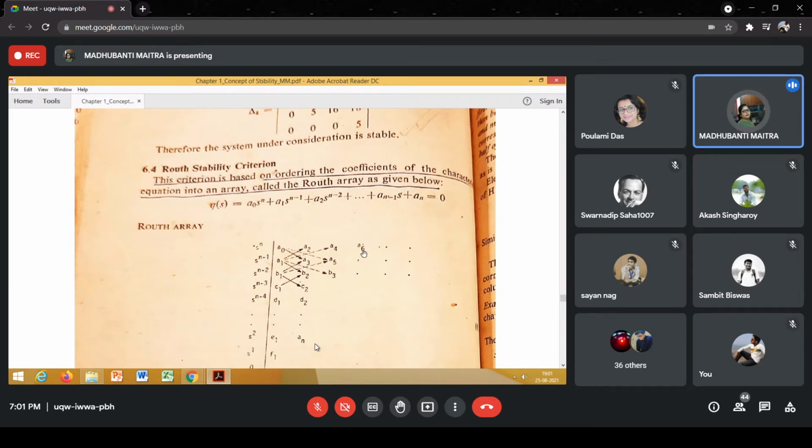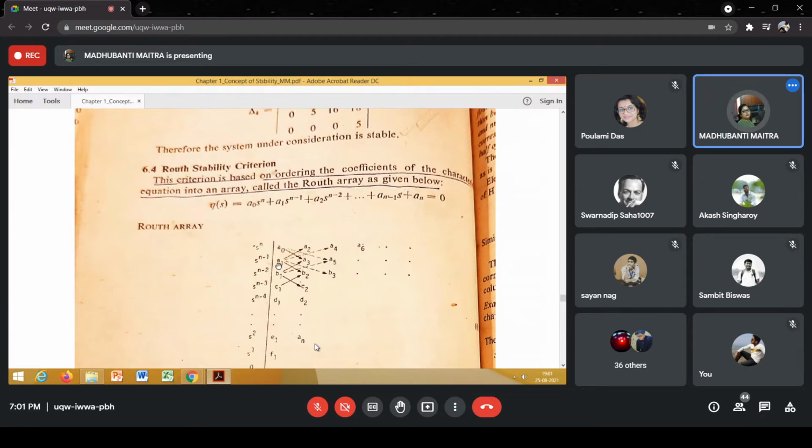So what are the elements of the first row? A0, A2, A4, A6, and so on, right? Now the next row will correspond to a term which is s to the power n minus 1, and just like the previous case, the first element of this row will be the coefficient of this term s to the power n minus 1. And the coefficient as per our convention is A1. So the first term of this row will be A1.